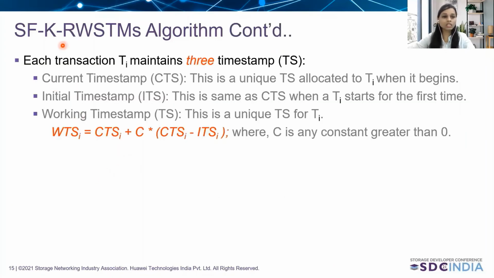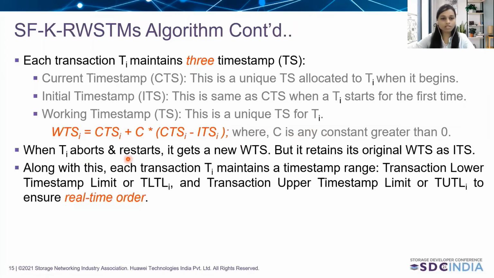In this algorithm, each transaction maintains three timestamps. The first one is the current timestamp, CTS. This is a unique timestamp allocated to the transaction Ti when it begins. Another one is the initial timestamp, ITS. This is the same as the CTS when a transaction Ti starts for the first time. And the third timestamp is the working timestamp, which stands for WTS. This is a unique timestamp for transaction Ti. WTS is derived from the CTS and ITS with the formula CTS plus C multiplied by (CTS minus ITS), where C is any constant greater than 0.